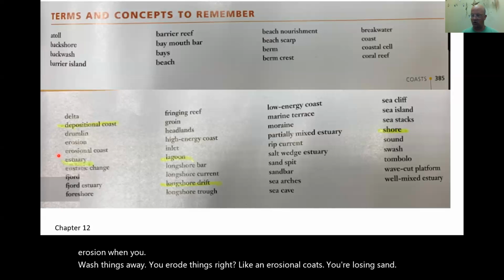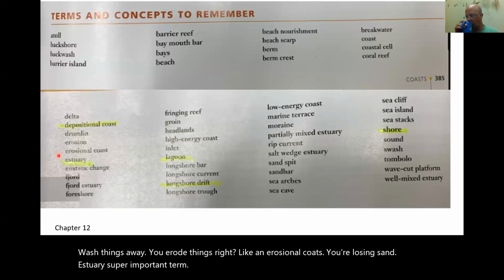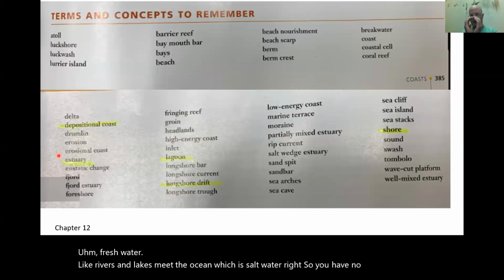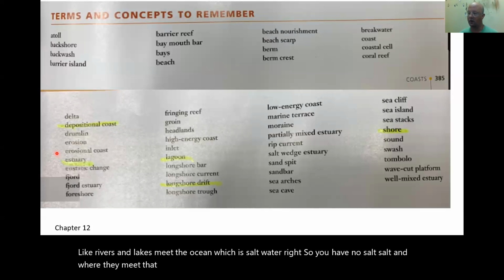Estuary, super important term. Put a star next to that one. Estuary is anywhere fresh water, like rivers and lakes, meets the ocean, which is salt water, right? So you have no salt, salt, and where they meet, that meeting is an estuary. Very important. Eustatic change, I'm not going to talk about.